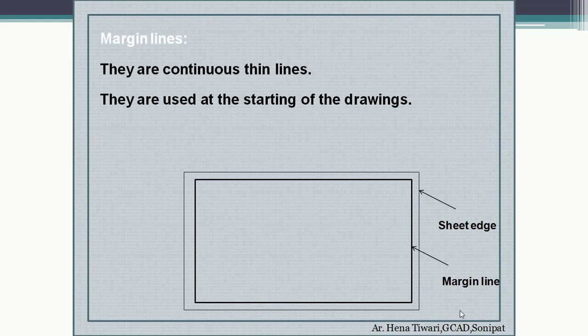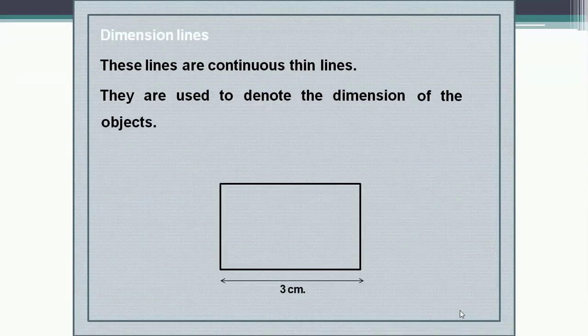Then next are the margin lines. They are continuous thick or wide lines along which the prints are trimmed. Then next are the dimension lines. These lines are continuous thin lines. They are terminated at the outer ends by pointed arrowheads touching the outlines, extension lines or the center lines, as you can see.